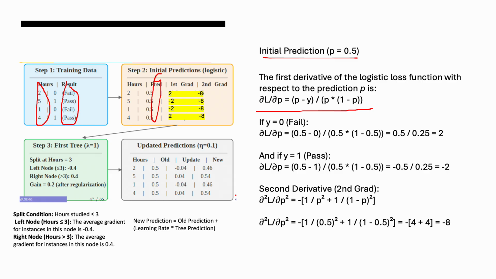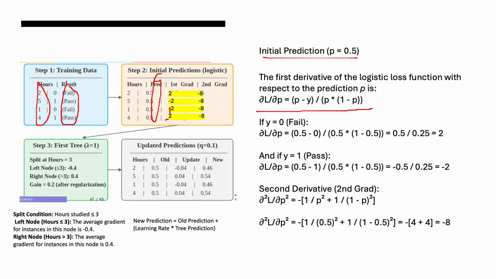And then you do the math. If y is equal to 0, which is fail, you get the value of 2. So wherever you see fail, you put a value of 2, and wherever you see a pass, you put a value of minus 2, and that's based on this. There's a typo here. This should be 2, sorry, it should be 2, minus 2, 2, and minus 2. Yeah, there's a mistake here. All right, cool.